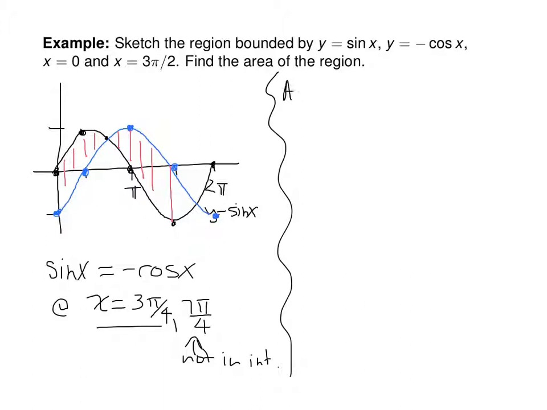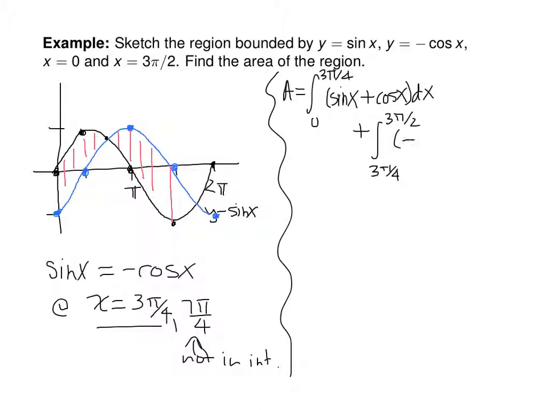So for the first region, we'll have an integral from 0 to 3 pi over 4. Up until 3 pi over 4, the upper curve is sine x. So we'll have sine x minus negative cosine, or plus cosine x, and then plus the area of the other region, so plus the integral from 3 pi quarters to 3 pi over 2. And in that case, we will have negative cosine x minus sine x.